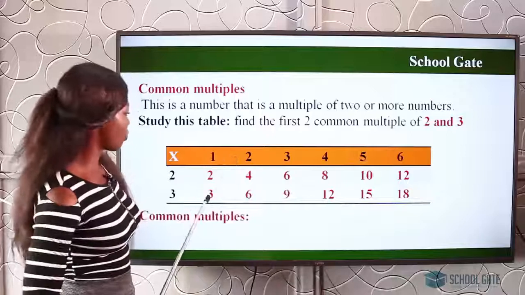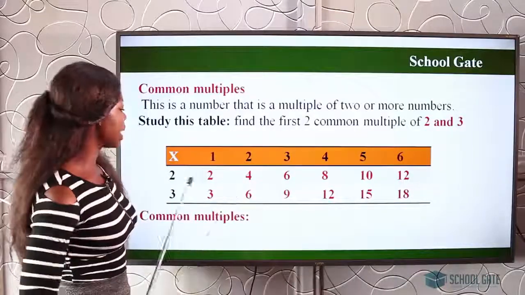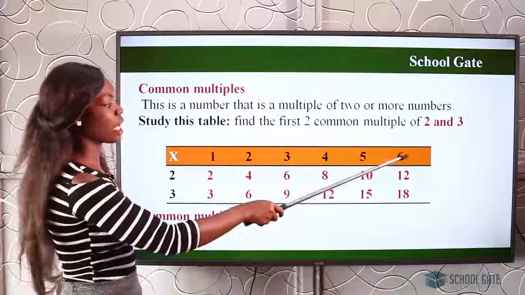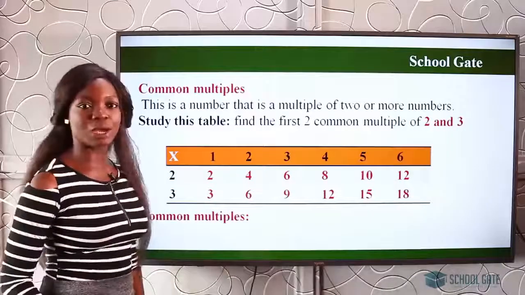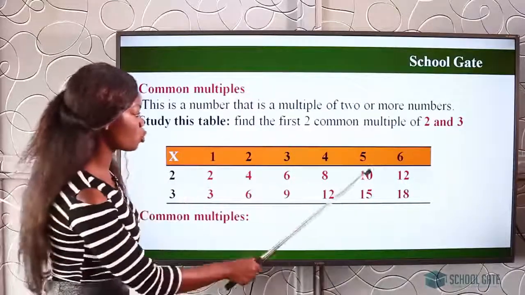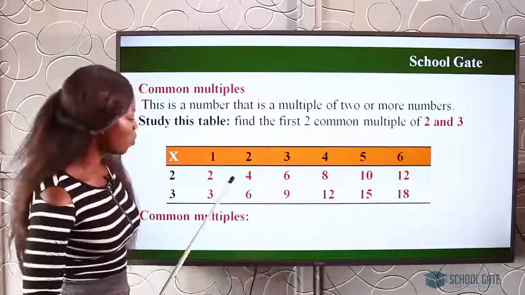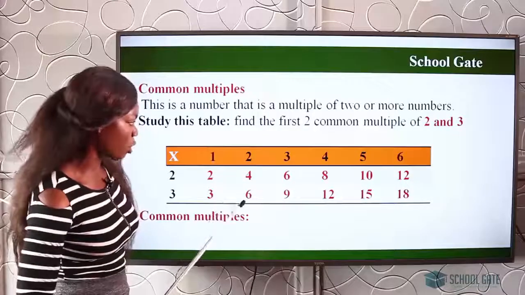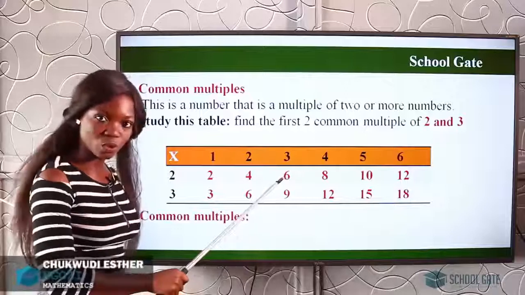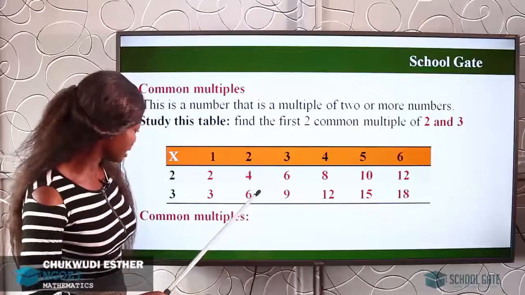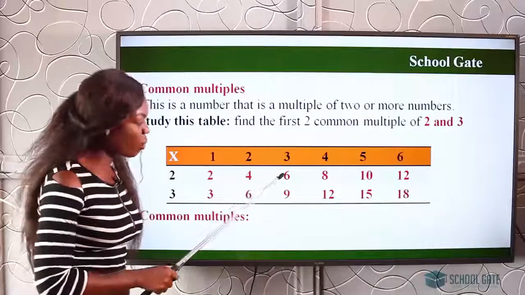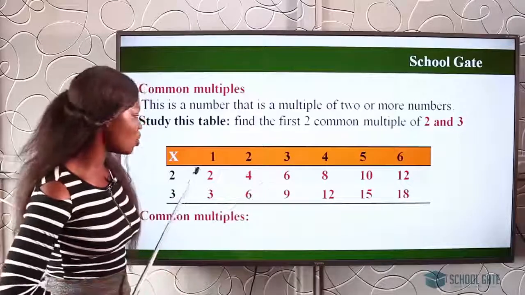3 times 1, 3. 3 times 2, 6. 3 times 3, 9. 3 times 4, 12. So we get to 3 times 6, 18. Now, kids, I want us to study this very well. This is the multiple of 2, and this is the multiple of 3. Which number is common between the both of them? We can see 6 in 2, and we can also find 6 in 3. So you say 6 is a common multiple of 2 and 3.